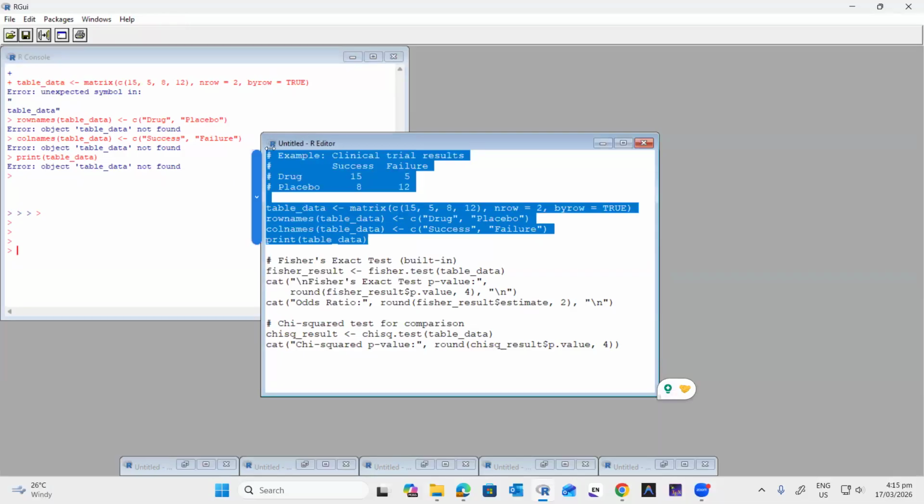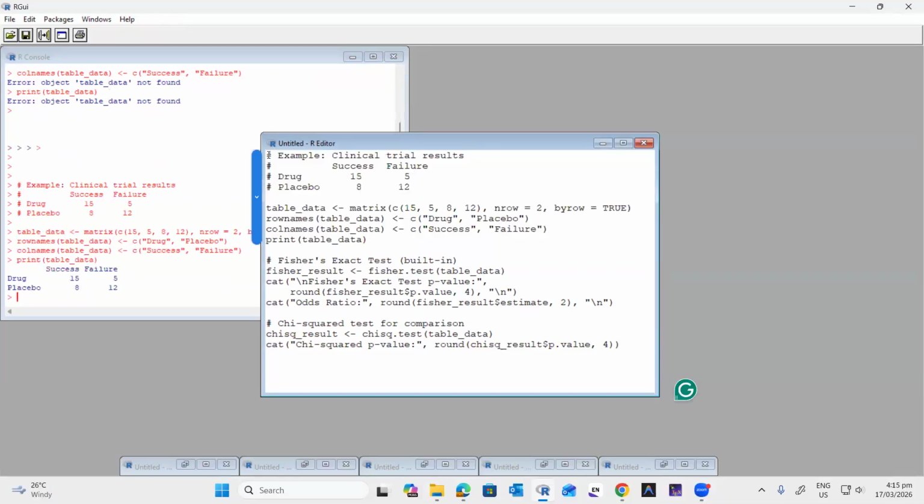I think some other program was there, so that's why it creates a problem. All right, so this is your table or matrix. Then after that we are calling the Fisher exact test here. For the Fisher exact test, there is a direct command, that is fisher.test, applied on the matrix. That is the inbuilt one.